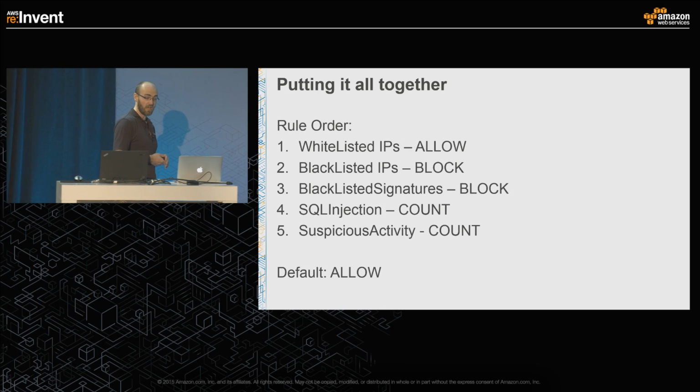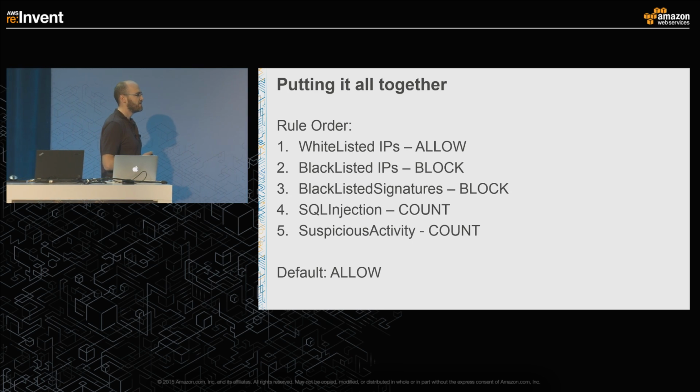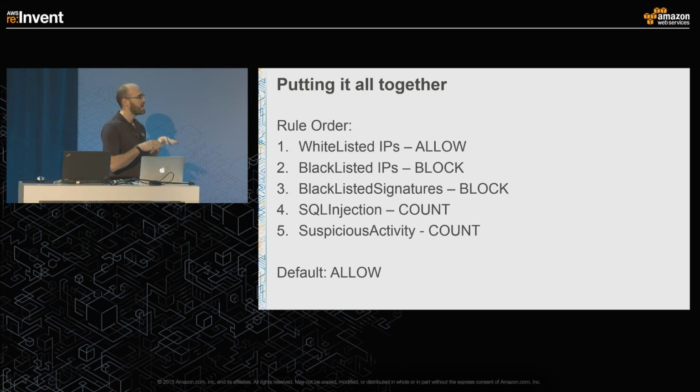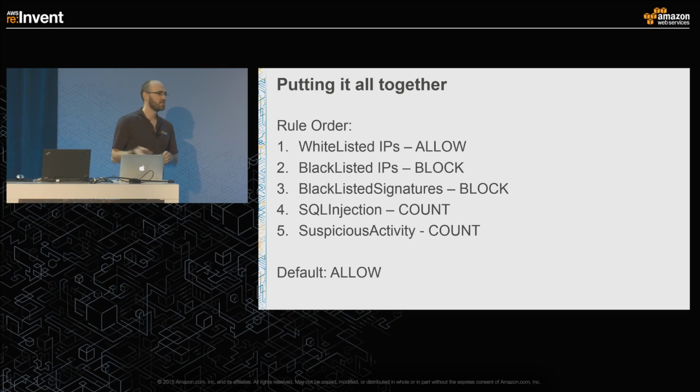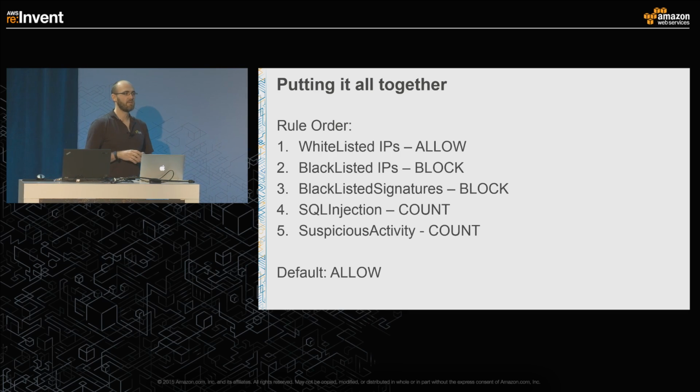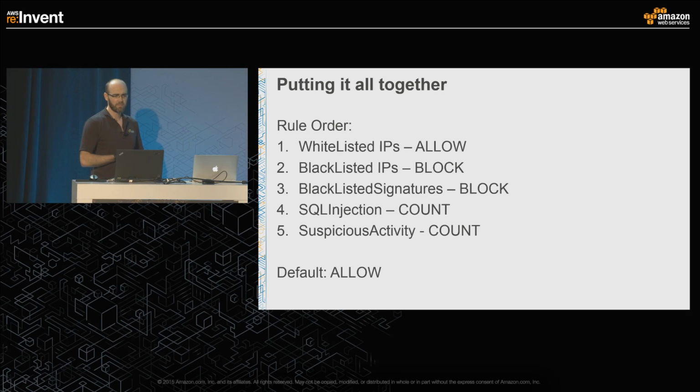And on the other side is blacklisted IPs. Having a blacklisted IPs rule sitting there at the ready, even if you don't have any explicitly blacklisted IPs, gives you a really fast place to go and add that IP address and block it from getting to your website when you know bad things are happening.